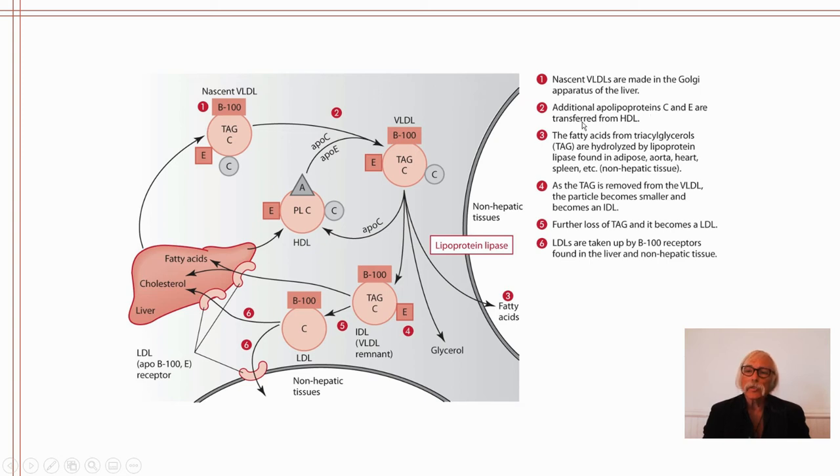Additional apolipoproteins are transferred from the HDL, just like they were in the chylomicron. This is where you pick up ApoC and ApoE. Now you have a VLDL that has all these apolipoprotein fractions, B100, C, and E, right? All right, now that's how it looks like it started out. That's ultimately how it gets replenished, okay?